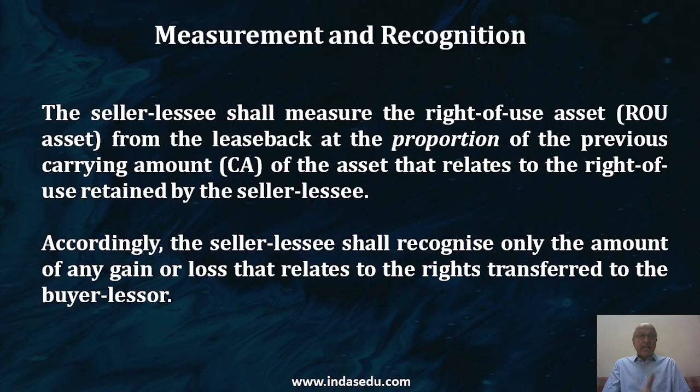The seller lessee shall measure the right of use asset from the leaseback at the proportion of the previous carrying amount of the asset that relates to the right of use retained by the seller lessee. That means the previous carrying amount of the asset has two parts. One part is the proportion that relates to the right of use retained by the seller. The other part is the rights transferred to the buyer lessor.